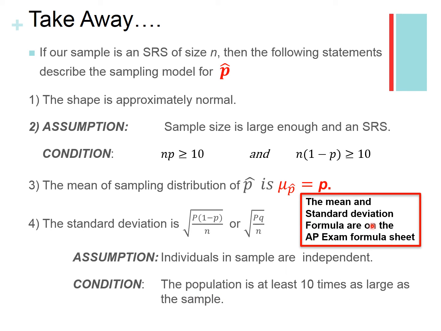So what about the AP exam and the formula sheet? The mean and standard deviation are on the AP exam formula sheet. So this right here is on your AP exam formula sheet. So what's the takeaway from that section? This formula right here. All right, takeaway. Also on your AP sheet, p is the population proportion.